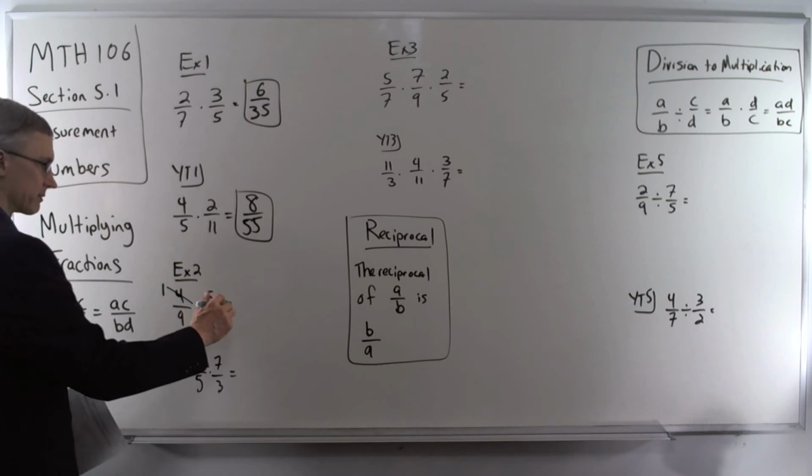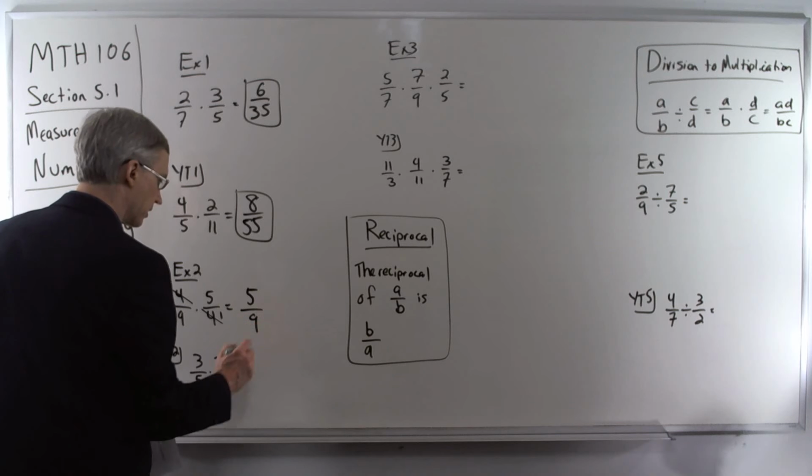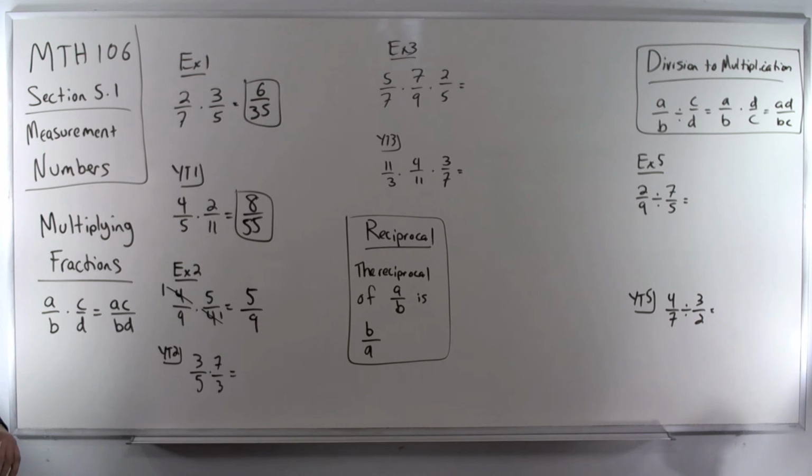So now we've got 1 times 5 on top and 9 times 1 on the bottom. So that one is 5/9, and that is fully simplified. Your turn, number 2.